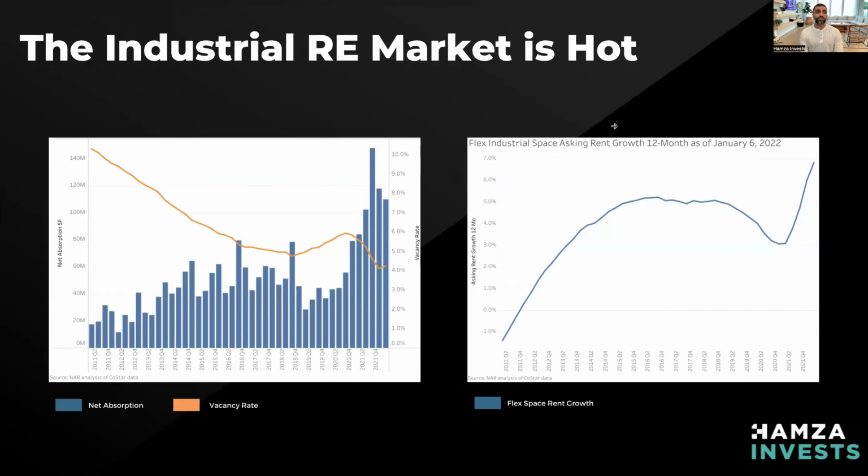Industry trends. Okay, let's talk about what is going on in the market right now, what we are seeing, and how the landscape has changed because of the past few years. The industrial real estate market is hot. Everywhere you go, everyone you talk to, you are not going to find vacant flex space. It just doesn't exist.